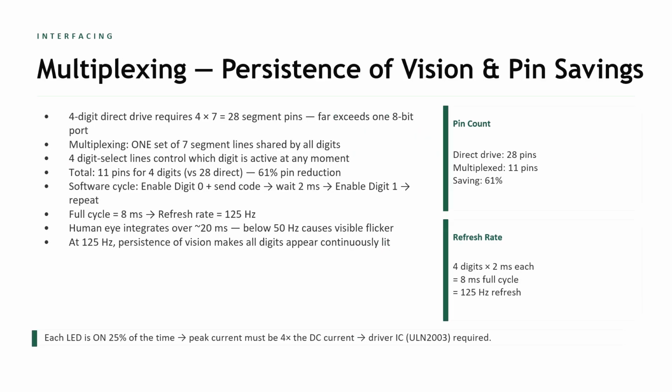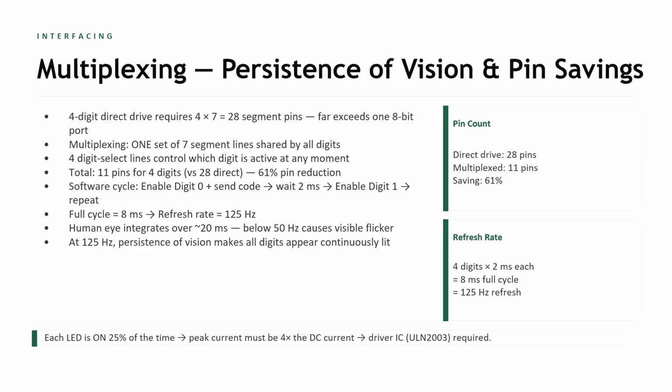For completeness, let me briefly explain multiplexing since it is a key concept in display design. For a 4-digit direct drive display, we would need 4 times 7 equals 28 segment pins, far more than one 8-bit port provides. Multiplexing reduces this to just 11 pins total for 4 digits, a 61% reduction. The scheme works by enabling one digit at a time in very rapid sequence. Enable digit 0, send its segment code, wait 2 milliseconds, disable digit 0 and enable digit 1, and so on. A full cycle through 4 digits takes 8 milliseconds, giving a refresh rate of 125 Hz.